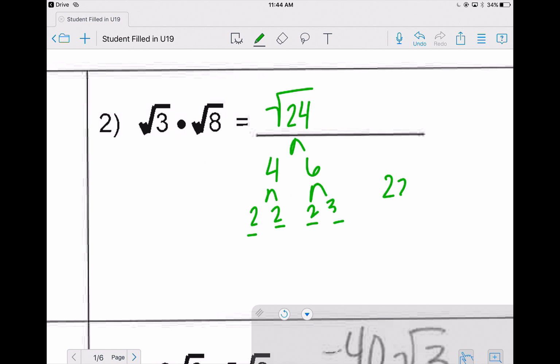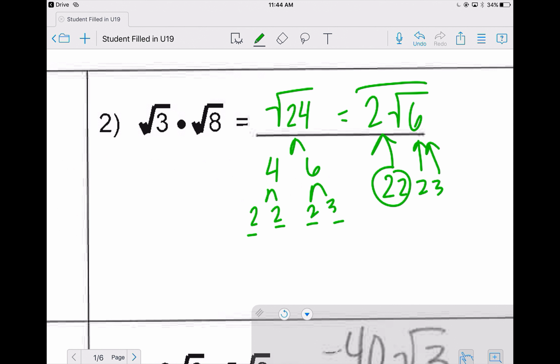So we have 2, 2, 2, 3. So a set of 2's can come outside of the house. And then 2 times 3, 6 stays inside the square root. So 2 square roots of 6 would be the most simplified form of that.